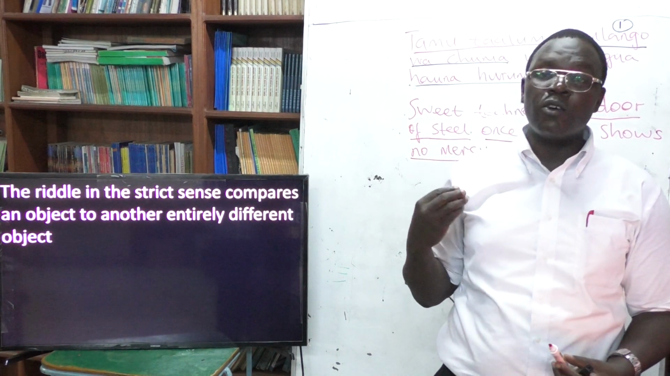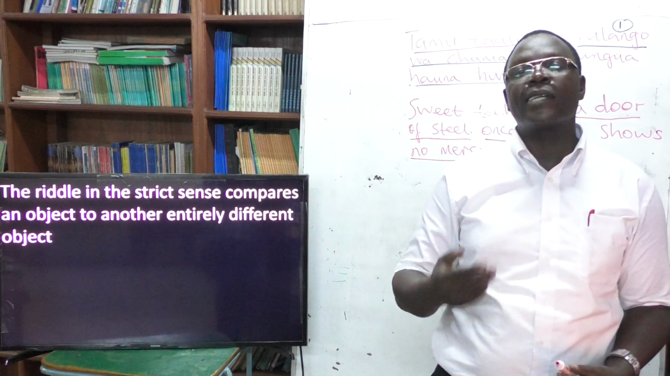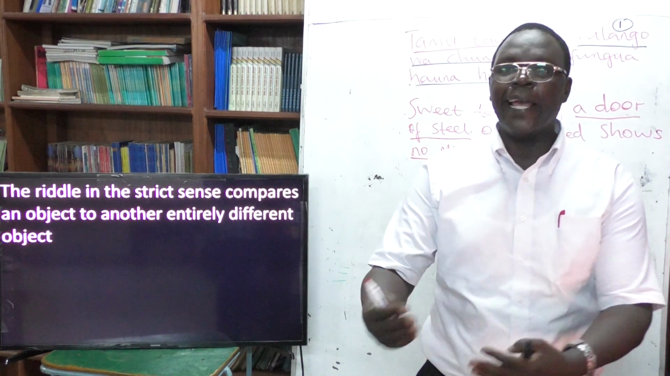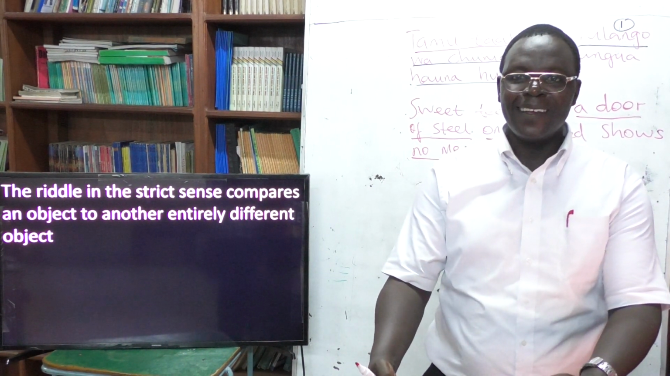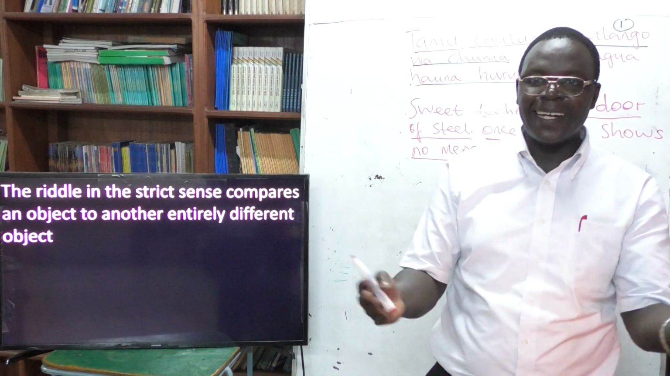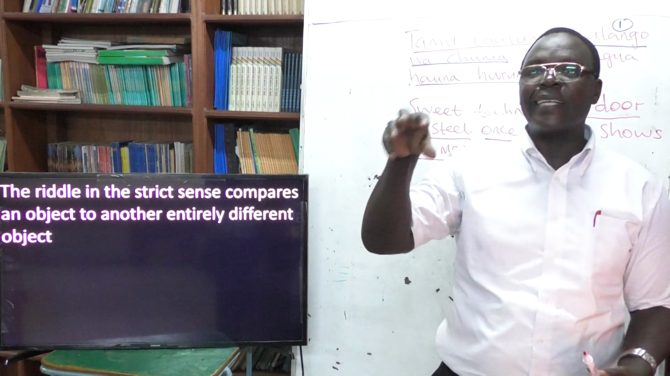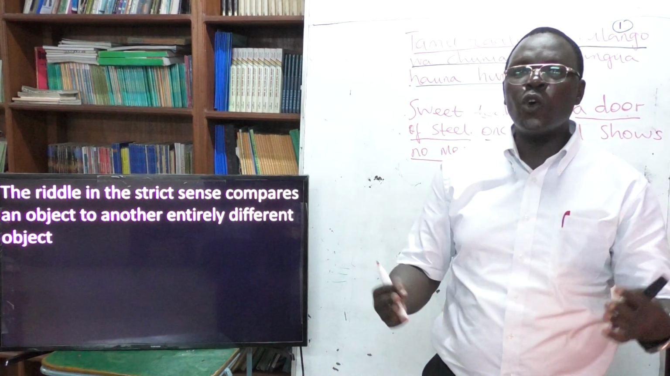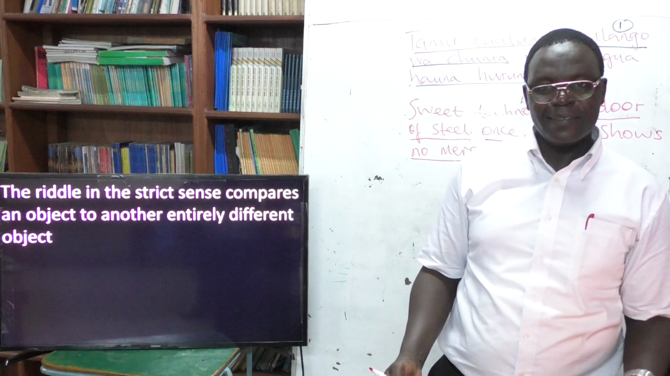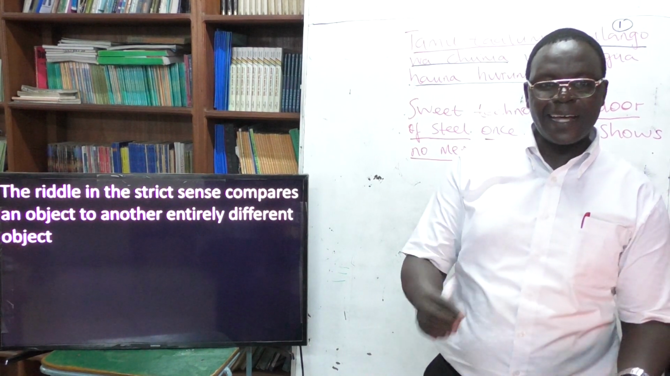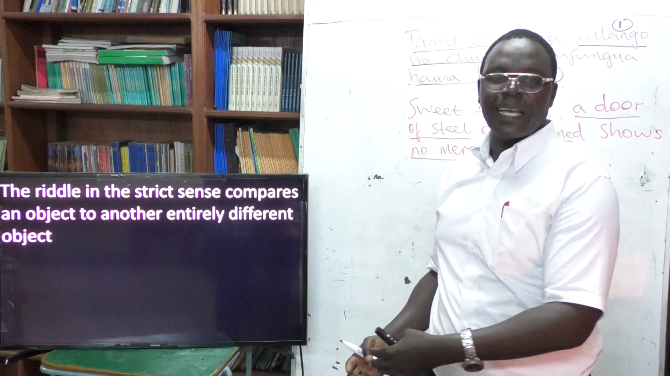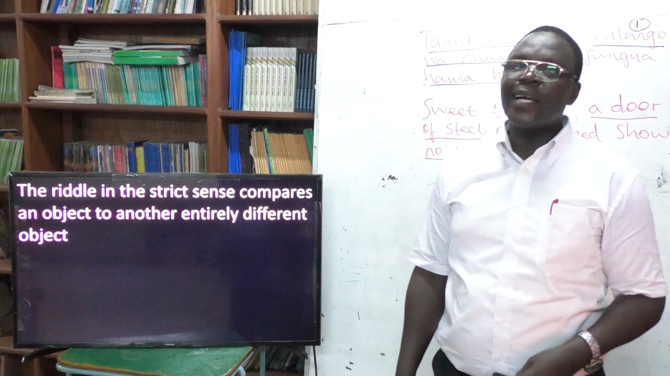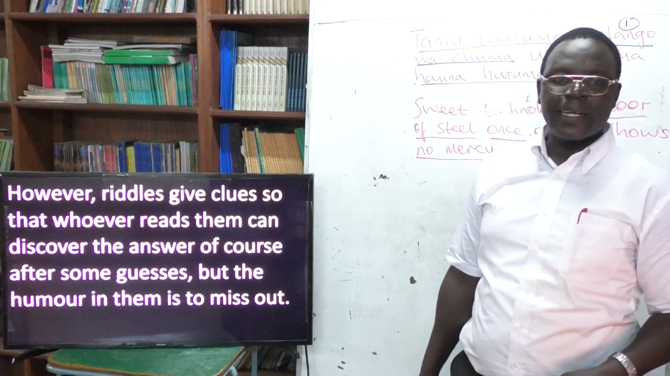Once we uncover the meaning of this riddle here and the other riddles that you have, for example, my house has no door. Answer, an egg. You see, like a house, the egg has contents inside. But here is a situation where it has no door, therefore, an egg. And that is an object, and this is another object. A riddle, in the strict sense, compares an object to another entirely different object.